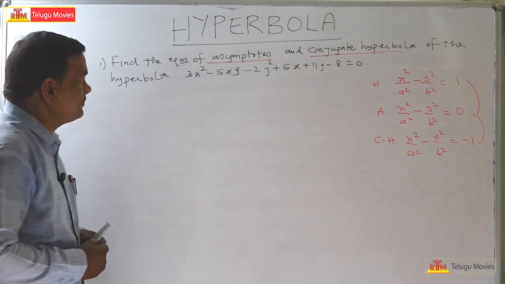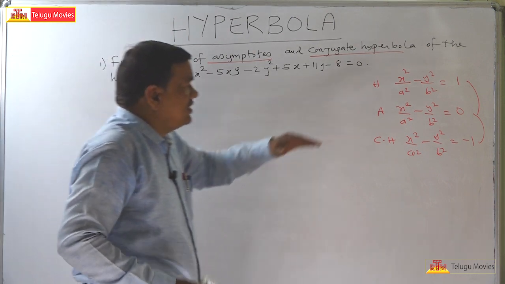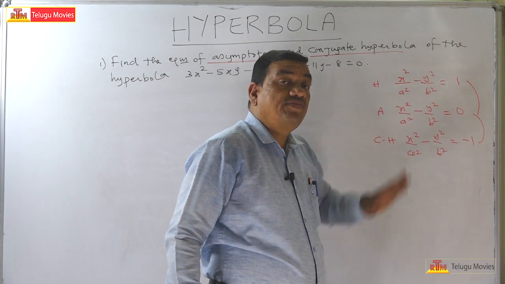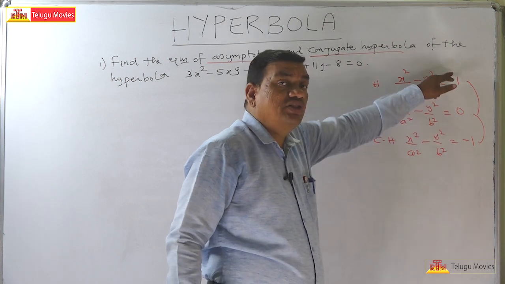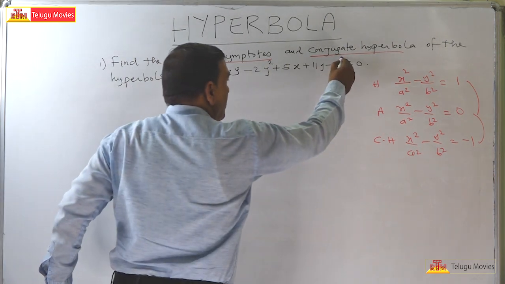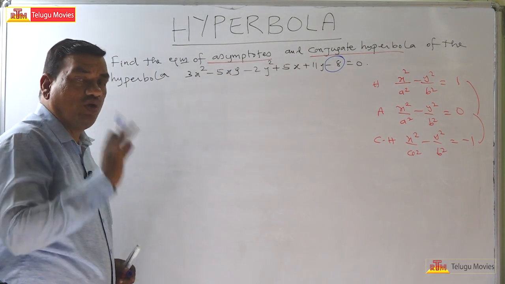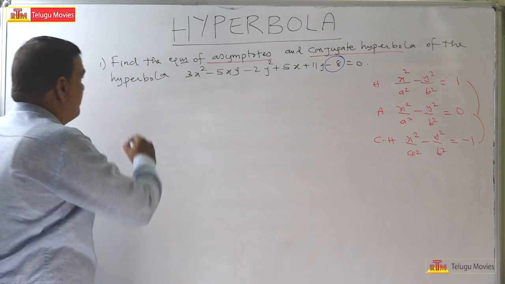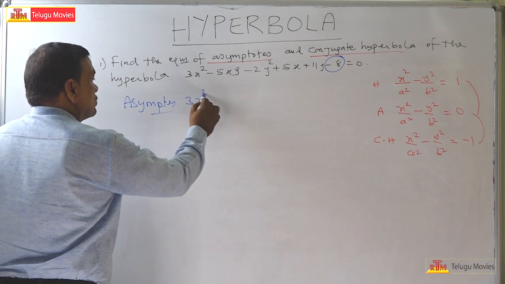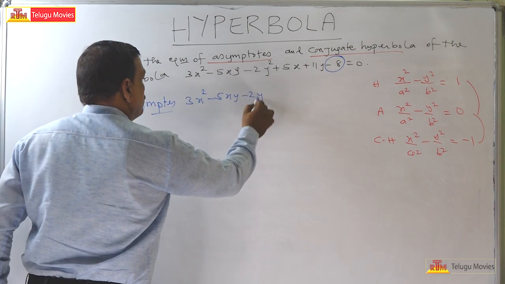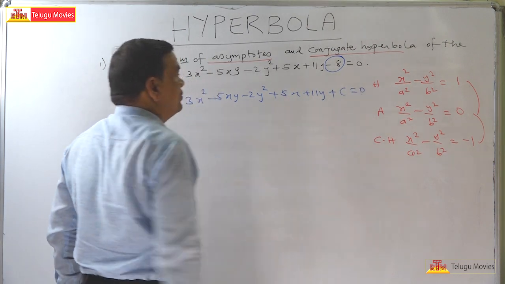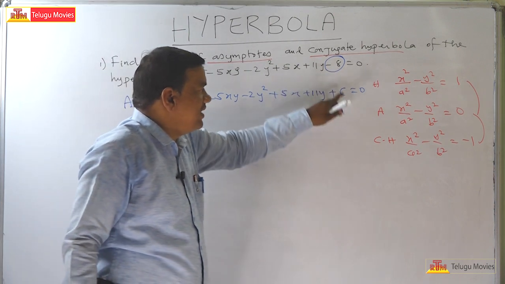Now, already we know that the equations of the hyperbola, conjugate hyperbola and asymptotes differ by a constant term only. Here what is the constant term? Minus 8. So the difference will be only in the minus 8. Then what is the equation of the asymptotes? The asymptotes equation is 3x square minus 5xy minus 2y square plus 5x plus 11y plus c is equal to 0. So the equations differ by the constant term.